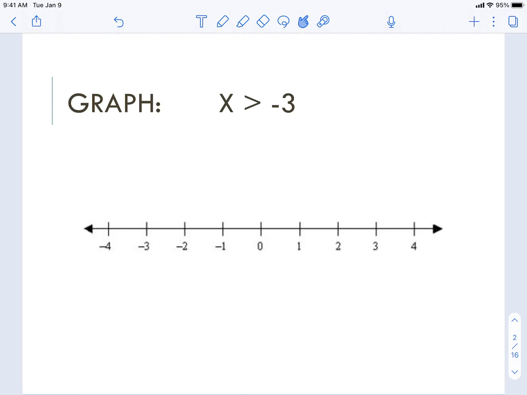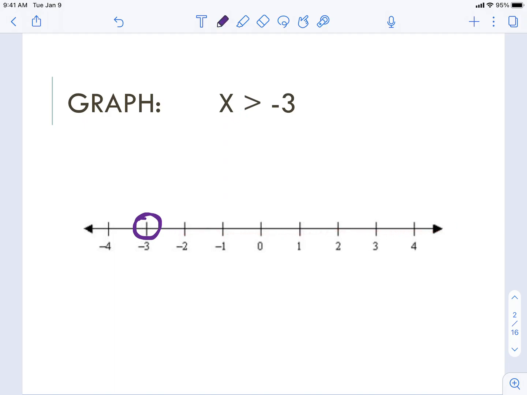All right, so the first one here, we've got a number line graphing this. It is x greater than negative 3. It's not the greater than or equal to. And so negative 3 gets an open circle. Now I have to determine which way to shade. X is greater than, right? The crocodile eats the bigger one, and so we're shading to the greater than side.